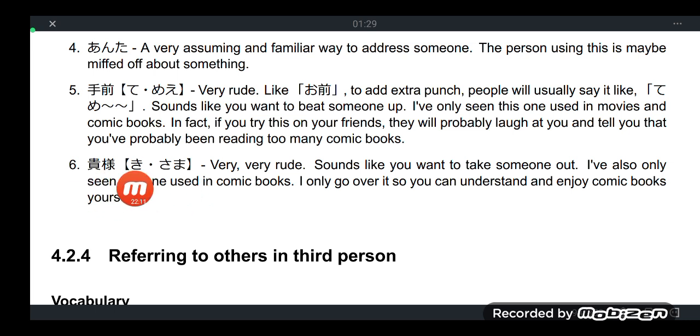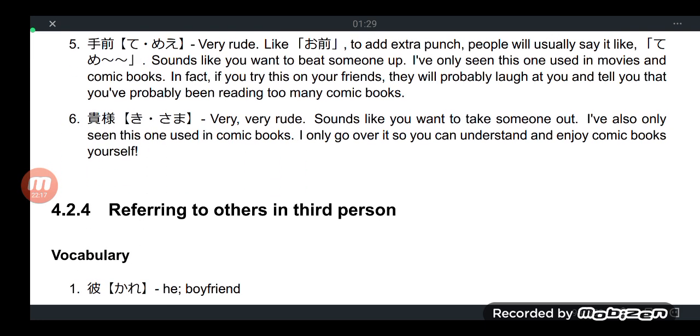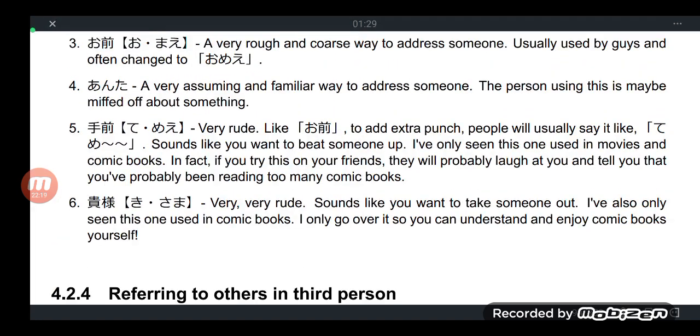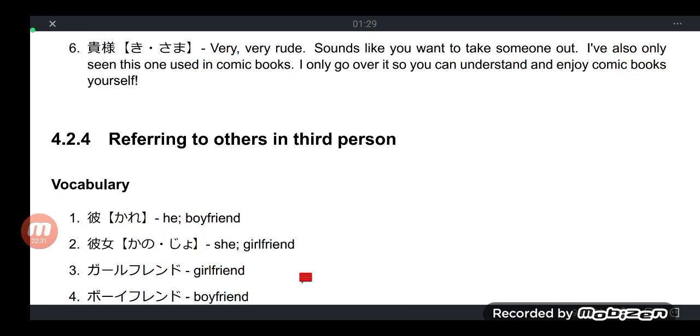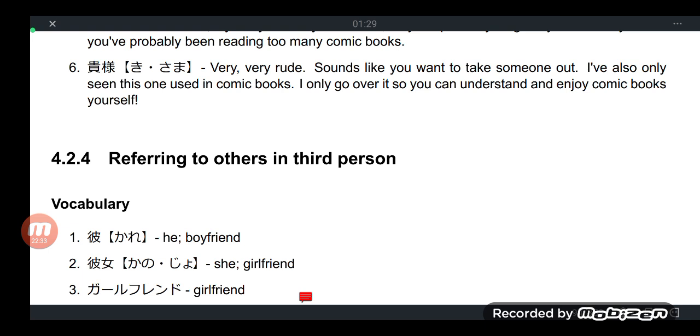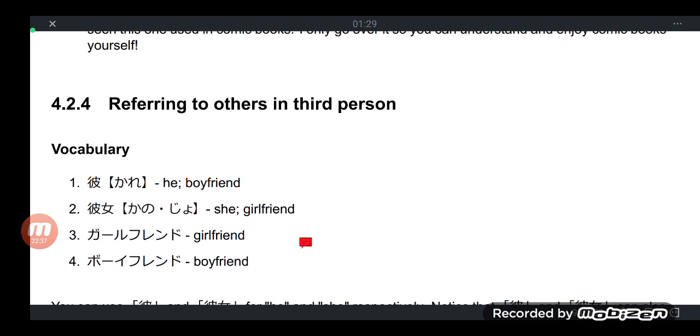Even more rude, a very, very rude way of saying the pronoun you: kisama. So please, I don't personally recommend this omae, the teme, and worse, this kisama. I would rather speak in polite terms, or at least slightly formal with a bit of casual.